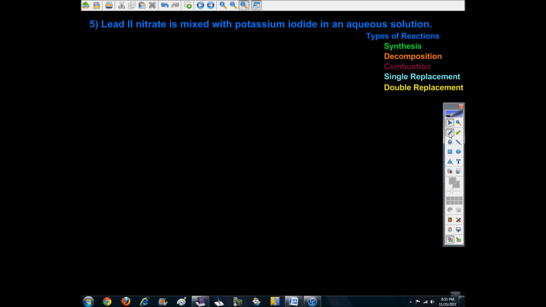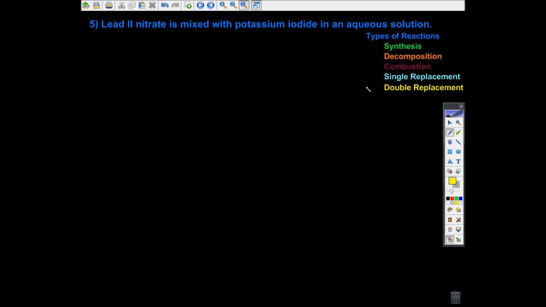Here we have some lead 2 nitrate and some potassium iodide in an aqueous solution. So right here, this is one compound. It's got a positive and negative part mixing with another compound with a positive and negative part. So you have 2 ionic compounds or ionic salts, and when they're mixed together in an aqueous solution, they're going to switch partners if they can. So this is double replacement. Let's change my pen color. All right, double replacement.